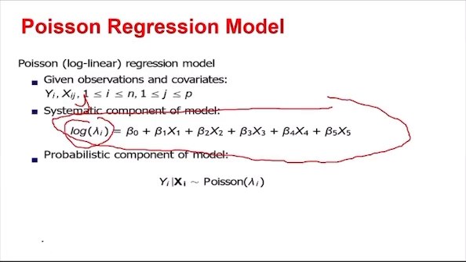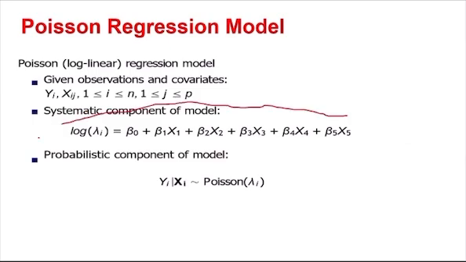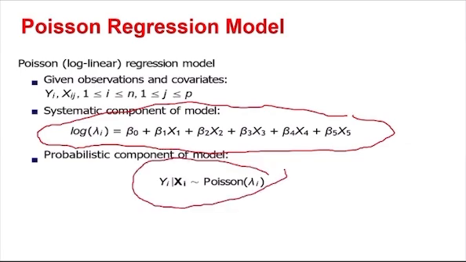Now let me tell you this. This is the systematic part of a model. A model has both systematic parts and error parts. We are now assuming that the underlying distribution of the random variable y given the predictors actually follows a Poisson distribution. Why do we say it follows a Poisson distribution? Because the response variable here is a count. Whenever a response variable is a count, the distribution for the response is actually Poisson.